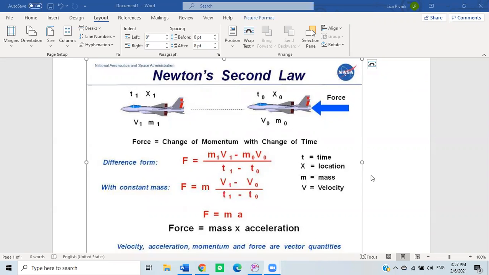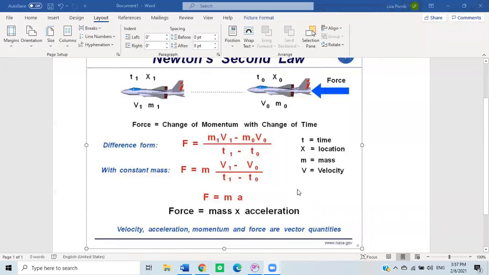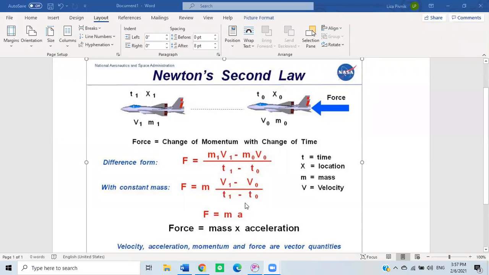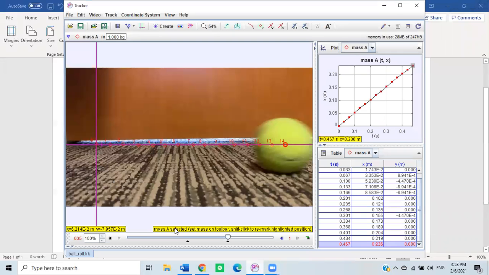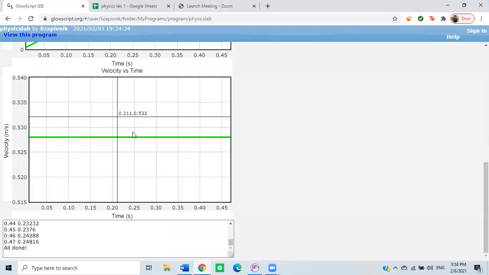So here we see Newton's second law with a little picture demonstrating it. And here's the form we learned, where F equals change in momentum over change in time. F is also equal to mass times acceleration, which is just the same equation but rearranged. So in our lab, we had something move with a constant velocity, therefore the acceleration was 0, and we assumed that the net force acting on the object is also 0 since the mass is kept constant.